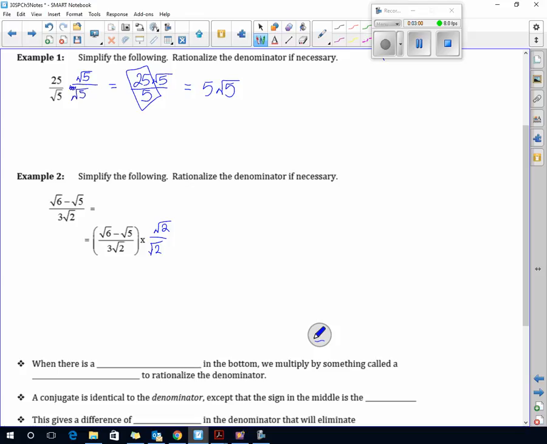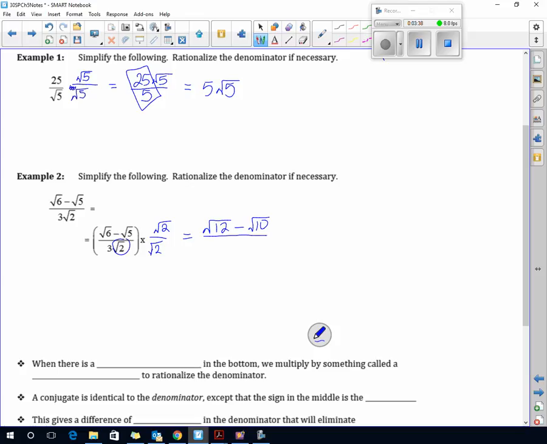So, what's root 6 minus root 5 times root 2? What do I get on top? Whoa, whoa, whoa. What's root 6 times root 2? Root 12. Subtract, what do we get there? Root 10 all over. What's 3 root 2 times root 2? 6. But I'm just going to say 3 times 2 for right now, just to show my work, right?